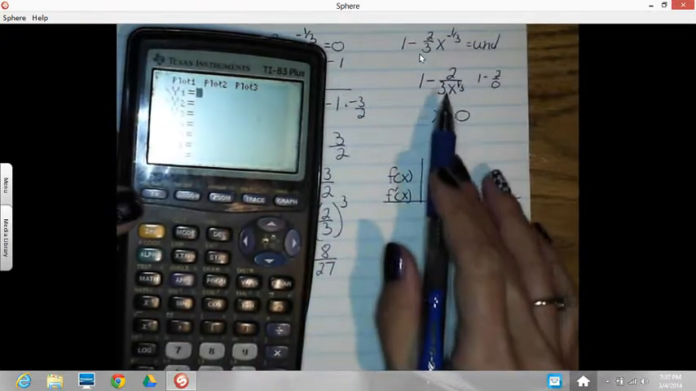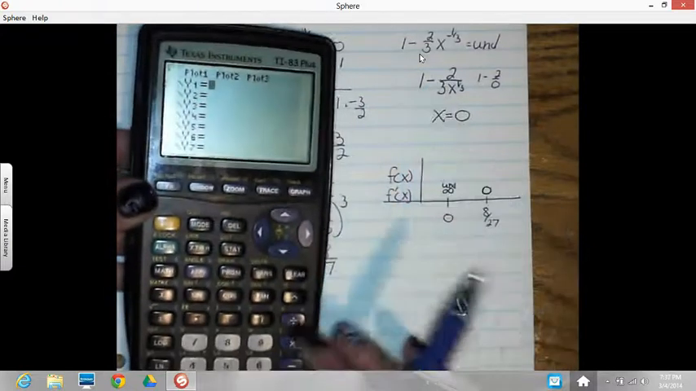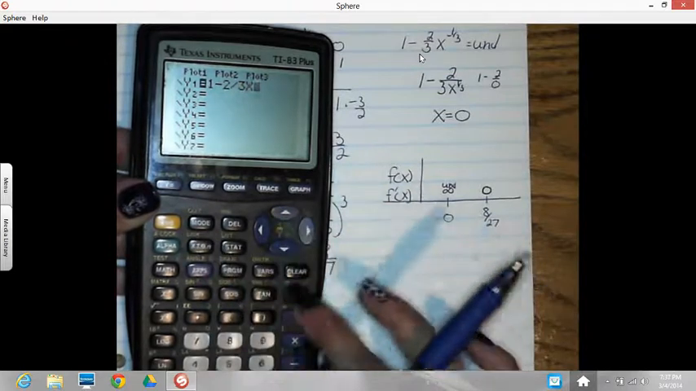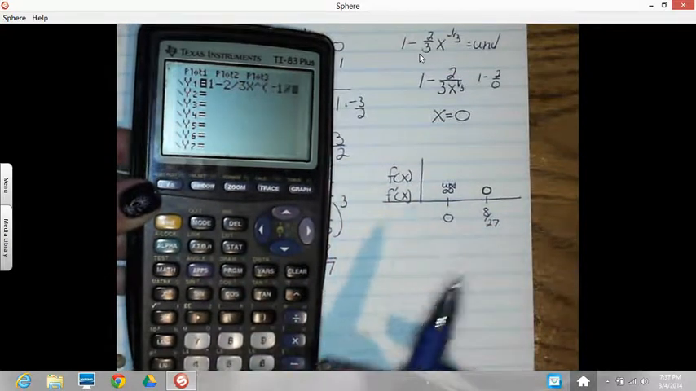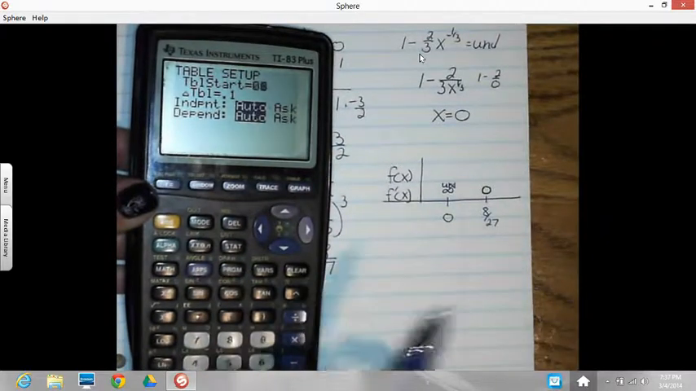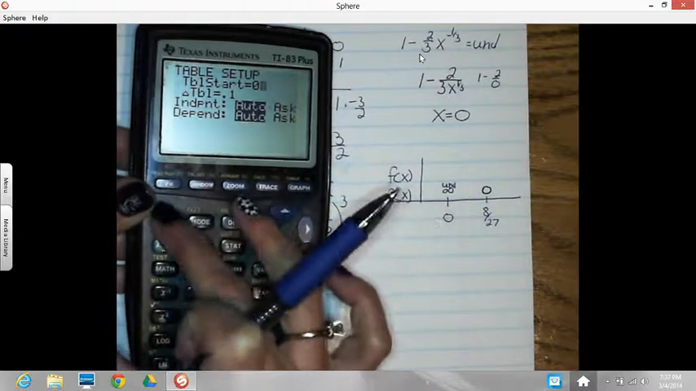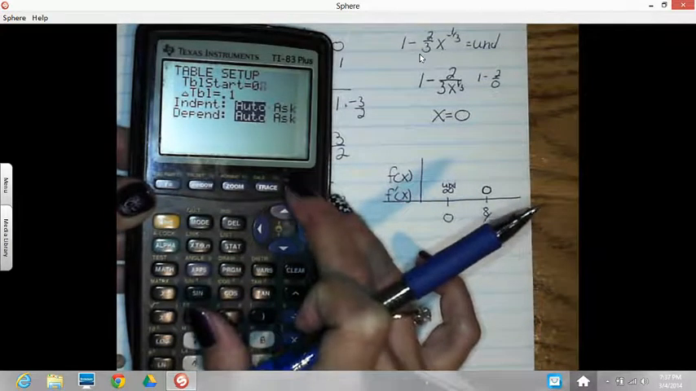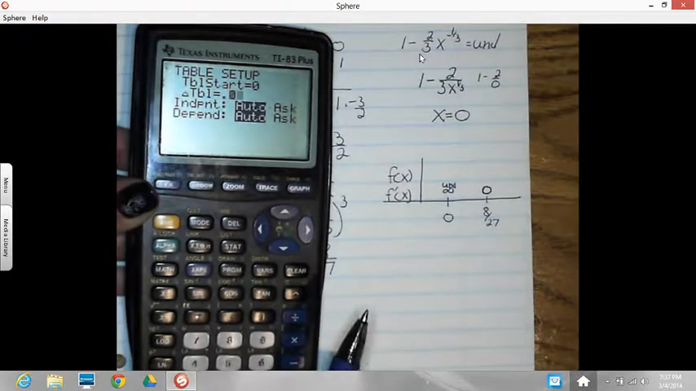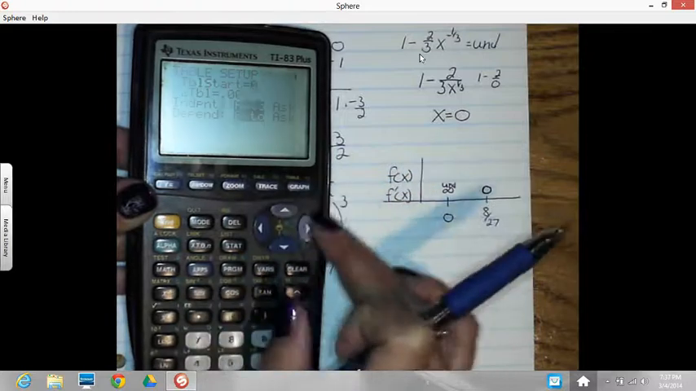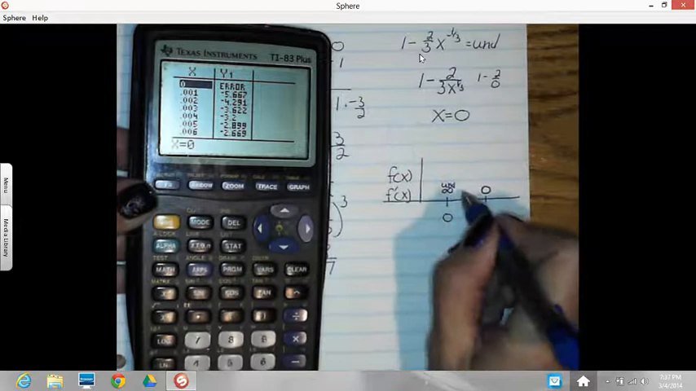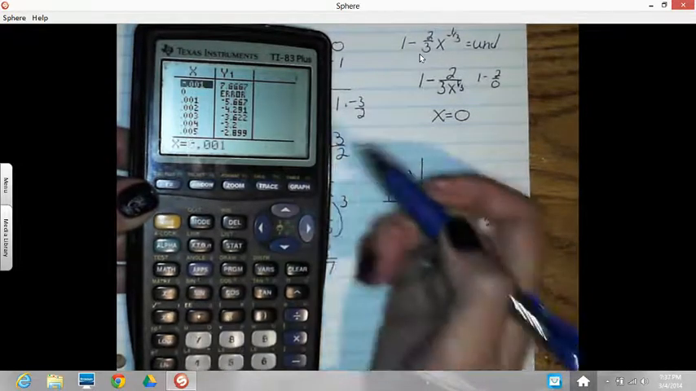So I will type in the 1 minus 2/3 x raised to the negative 1/3. Table set. I want to see at 0. I'll start there. Before and after the 0. Let's see. I don't know how big 8/27 is. I'm going to go change this to 0.001 just in case. All right. There's my error. After the 0, I'm negative, so it's negative in here. Before the 0, I'm positive.